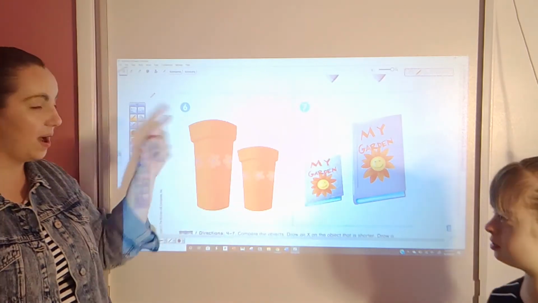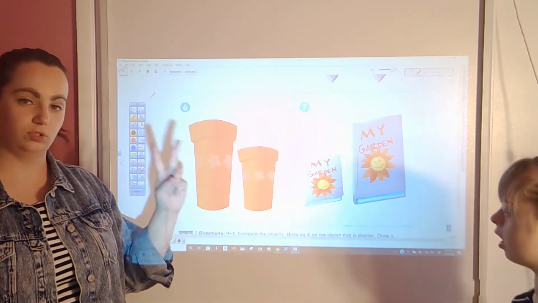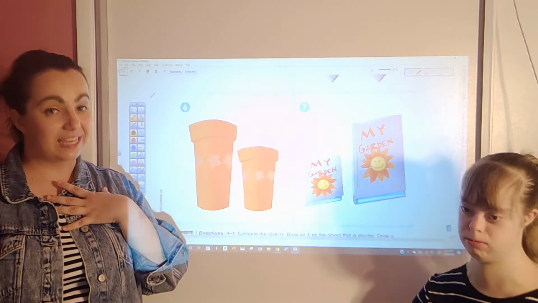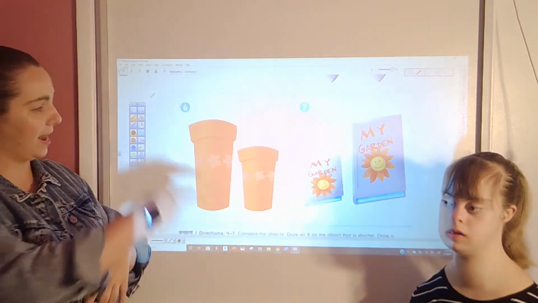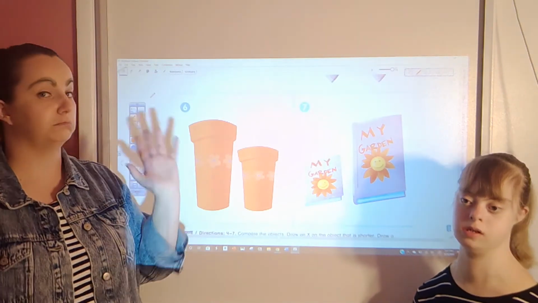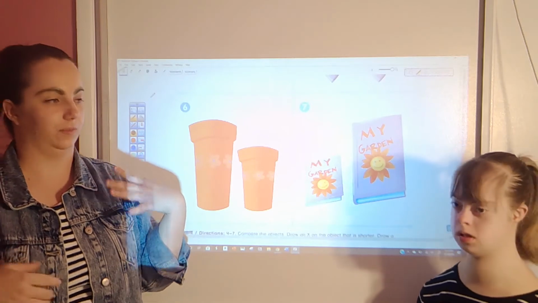Let's look at problem number 6. I see we have 2 flowering pots. Again, here's an extra step I like to do. It's okay if you're like, look at this, I already see the heights. That's fine. I just like to do this extra step just in case, okay?